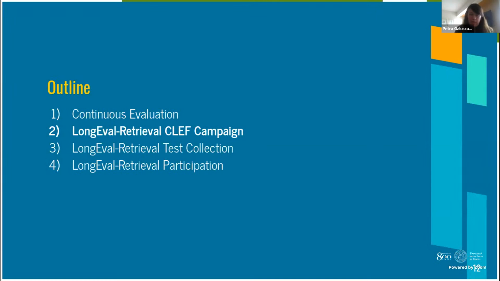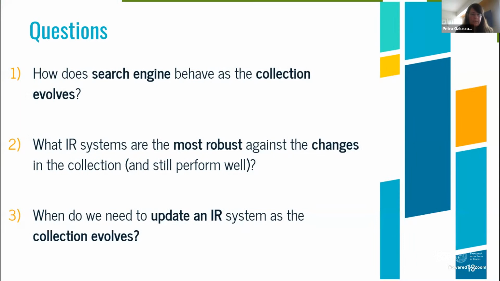So that's what we are working on in the LongEval-Retrieval CLEF campaign. This is the first year of the campaign, and we are interested in questions like how search engines behave if the collection is evolving. If we evolve the queries and documents in the collection, what kinds of systems will be more robust against these changes, and which kinds of systems will be less robust? You can assume, especially if you are doing some kind of training on your information retrieval system, that it might perform better but be less robust.